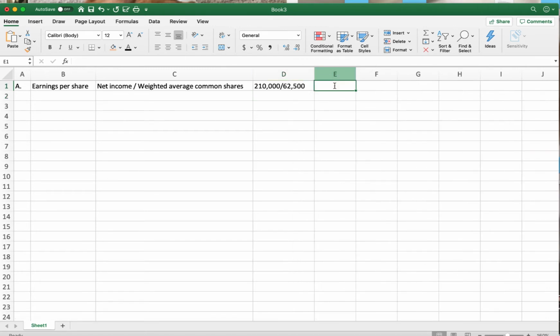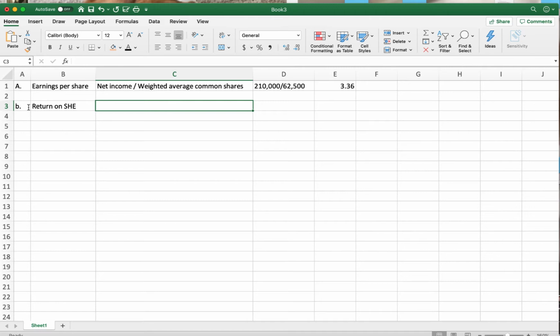So I just run the numbers: $210,000 of net income divided by the weighted average common shares, which is 62,500. I get $3.36. Okay. Now, B wants us to calculate the return on common shareholders' equity. I'm going to abbreviate here, okay, and say SHE. That stands for shareholders' equity. Okay. How do I calculate that?